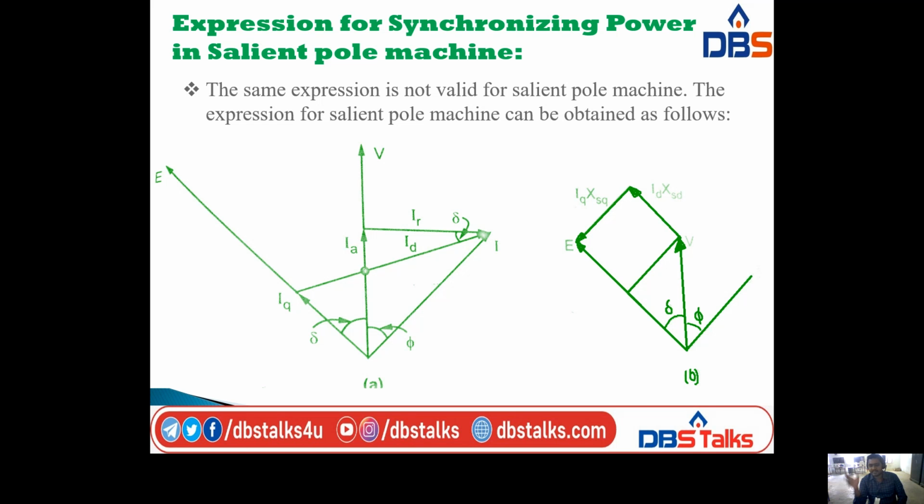On the right side we have one more, so it consists of the same lines. So here also the voltage is leading the E at an angle of delta and I at an angle phi, and here we have the voltage drops, that is IQ XSQ and ID as XSD. So that is the quadrature axis, and for the direct axis we are taking this. Okay, these are the voltage drops we are taking.